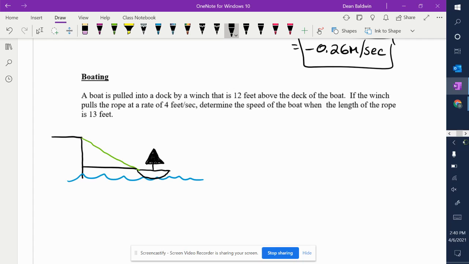There's the rope, which is, how long is the rope? Well, it changes, so. Boom. Okay, let's label this. Don't question me. X, Y, and Z.